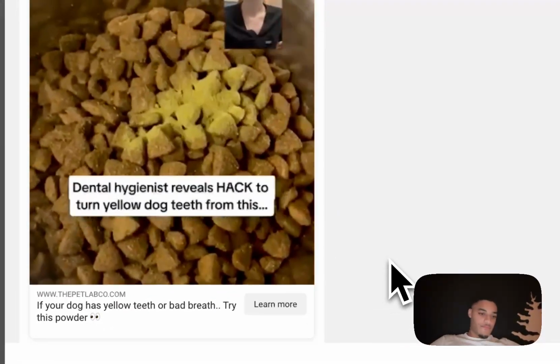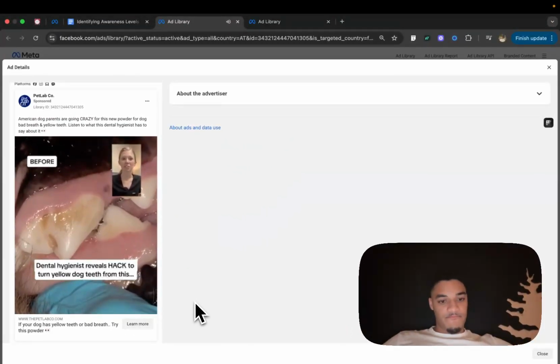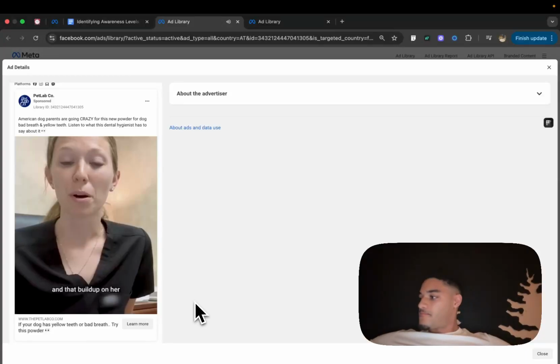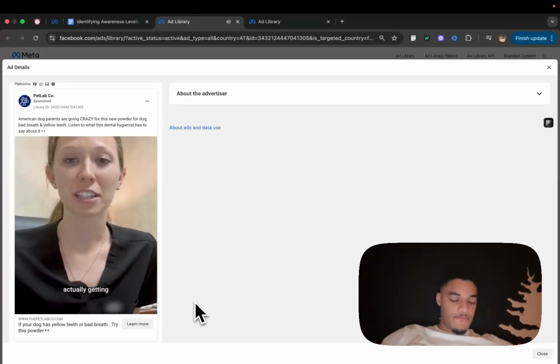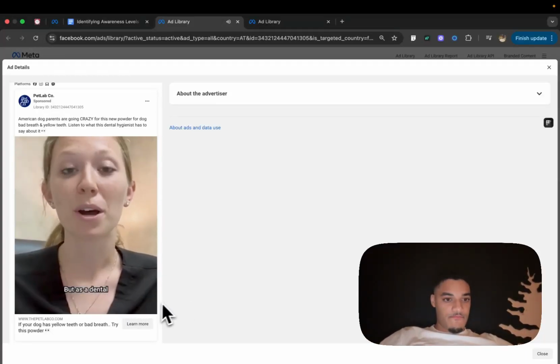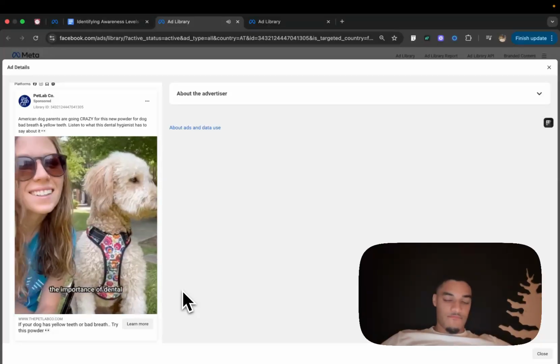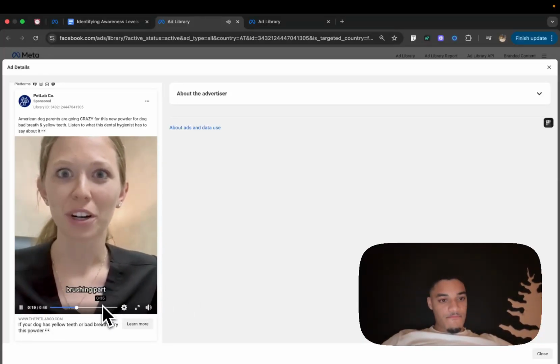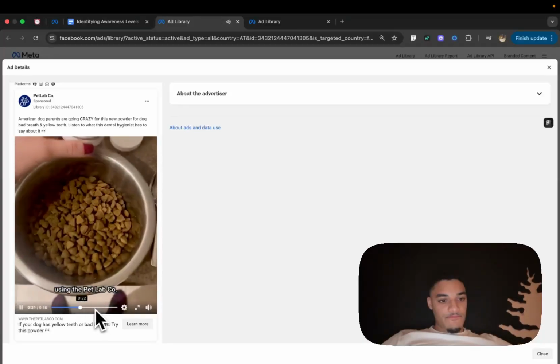Dental hygienist reveals hack to turn yellow dog teeth from this to this, sparkly and white. She was getting that yellowing and that buildup on her canine tooth. They were actually getting a little tartar buildup on her teeth. But as a dental hygienist, I know the importance of dental care for dogs. She doesn't really love the teeth brushing part. That's why we loved using the PetLab.